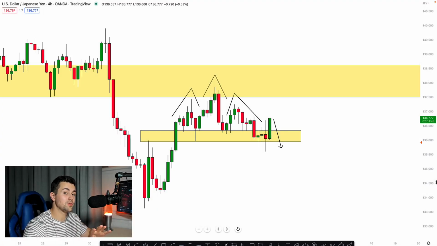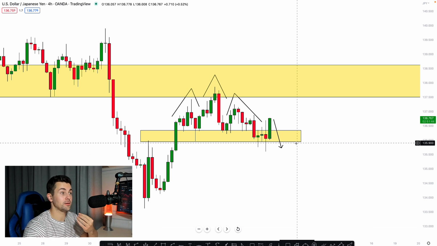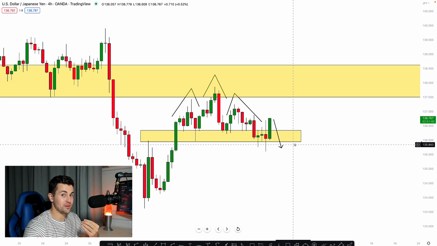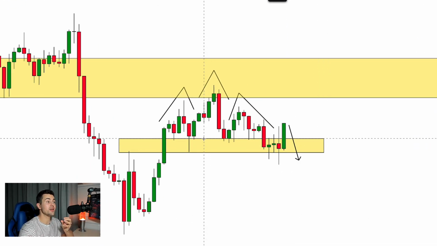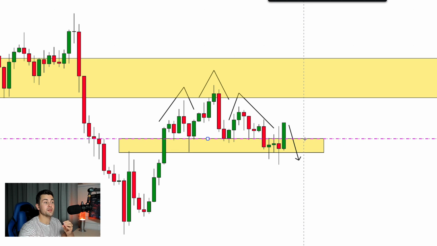Once the candle closes below the neckline, we set our sell limit order on a retest. And it is very important for you to know where exactly you set your entry. Your entry is based on the upper boundary of your neckline. So if the price breaks the neckline, we will set our sell limit order right here on the retest.